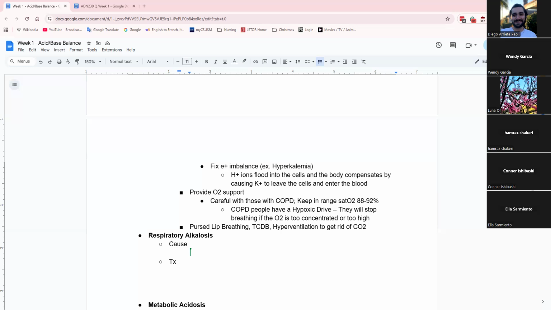And then what are some ways that if somebody is having respiratory alkalosis, they're having that anxiety, the pain, the fever, infection that's causing them to hyperventilate, what are some ways we can try to treat that, either long or short term? Just anything that comes to mind.